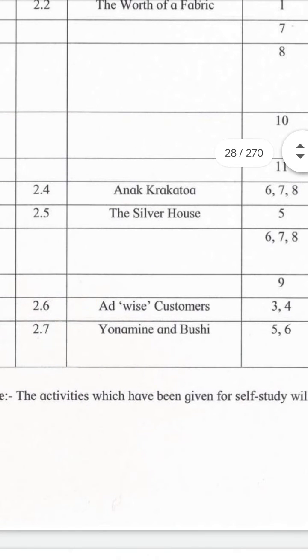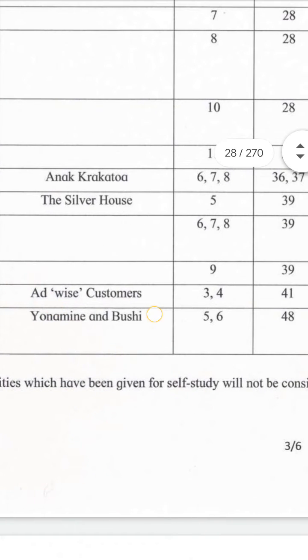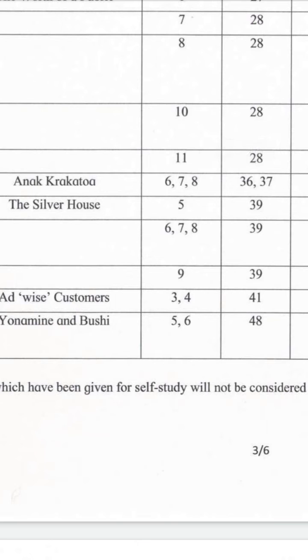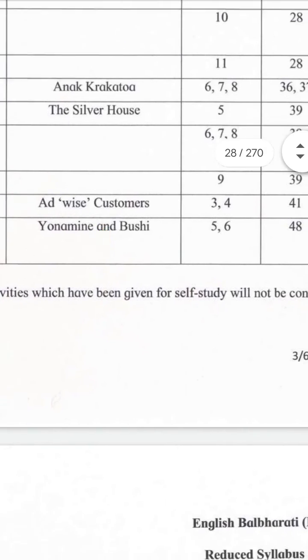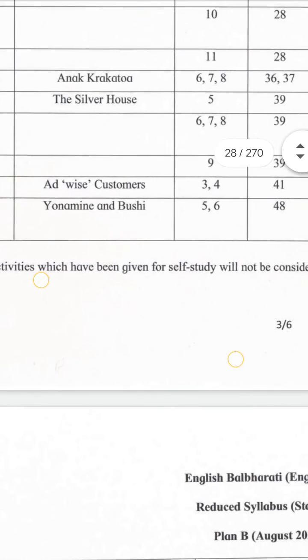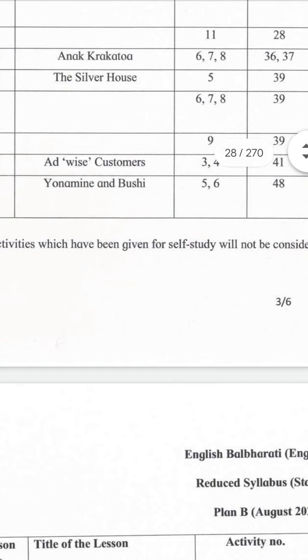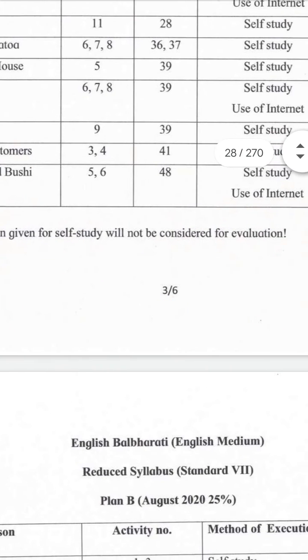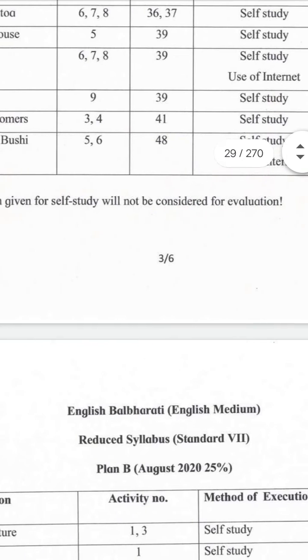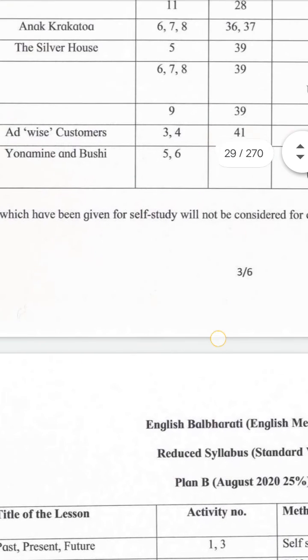Then 2.4, Anak Krakatoa. Again in this chapter, question numbers 6, 7, 8 are omitted, which fall on pages 36 and 37. Then the Silver House. It's a poem in which question numbers 5, 6, 7, 8 and 9 all fall on page number 39. So all these questions are omitted. These are for self-study, and you can use the internet to study them.